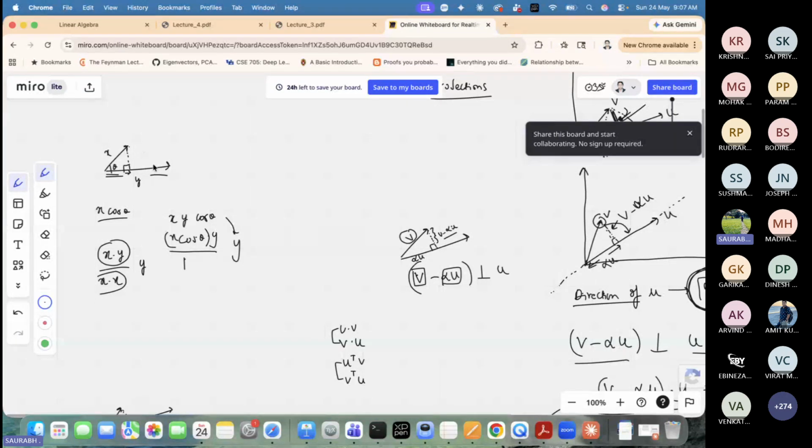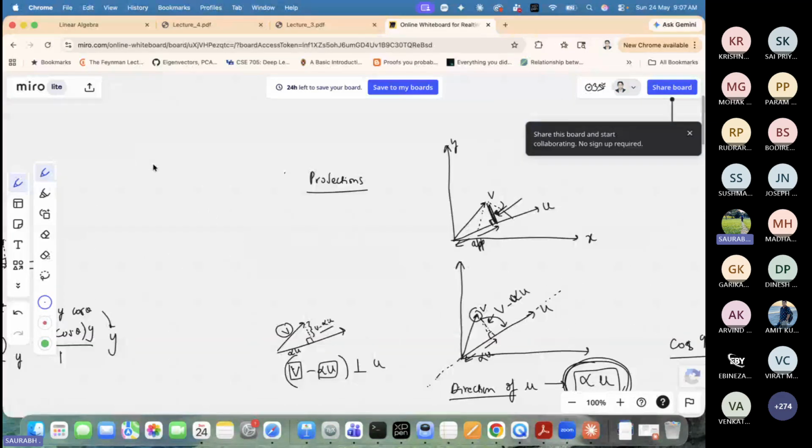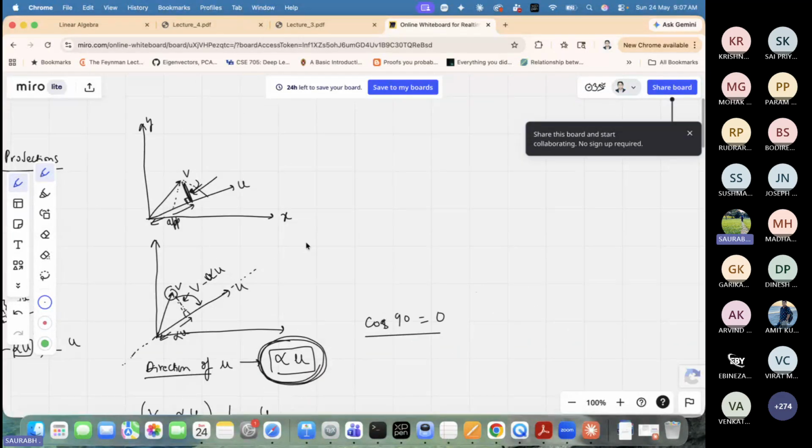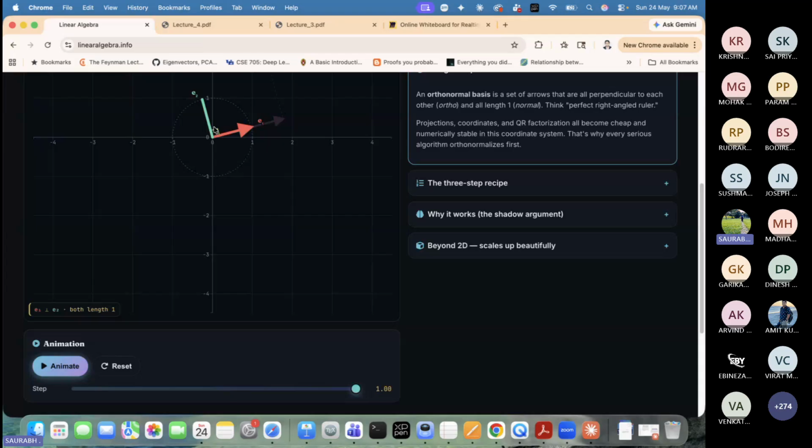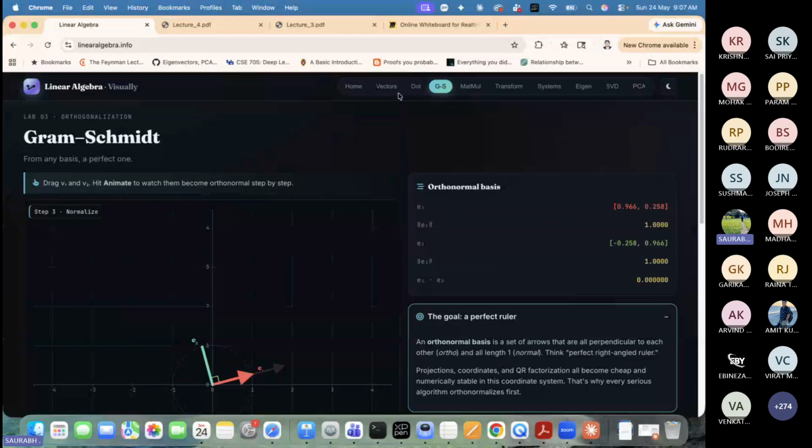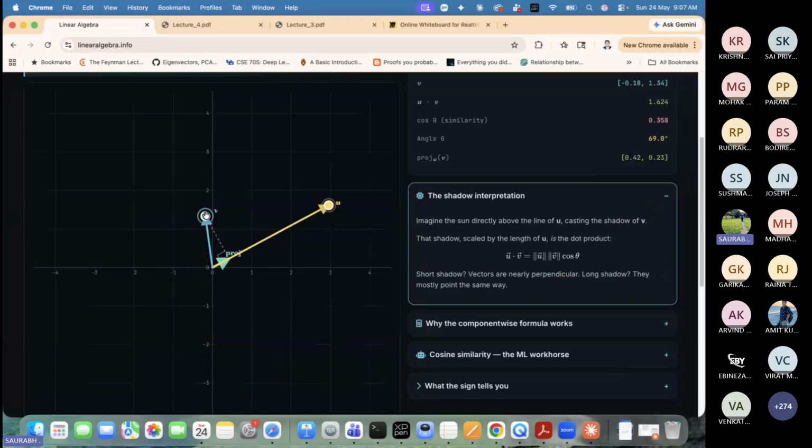It's not 90 degrees. So one other view is, if you think of the animation that I draw here, the dot product, right? If you think of it, the projection is always perpendicular. Wherever you move to, it will always be perpendicular.